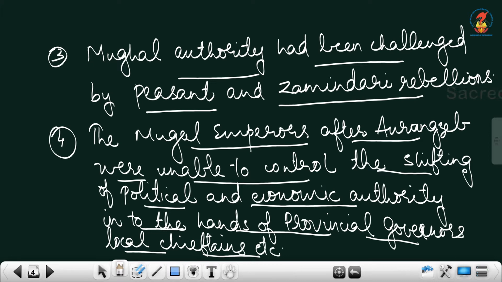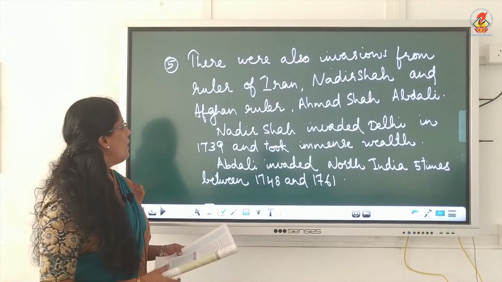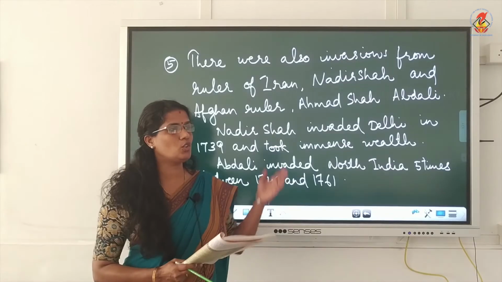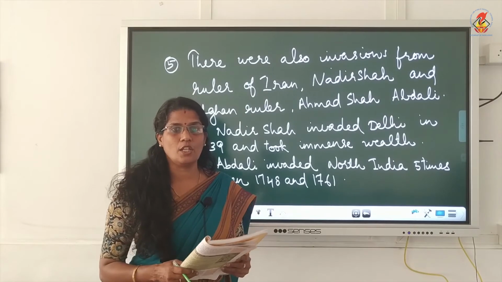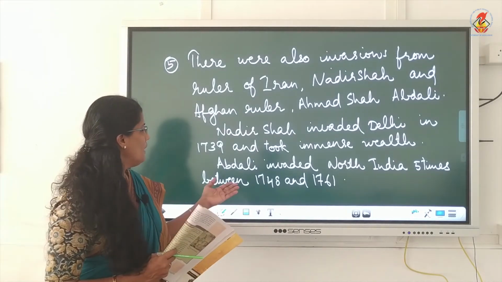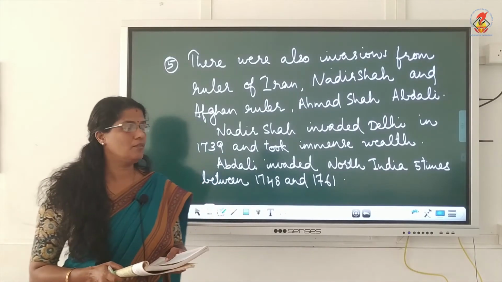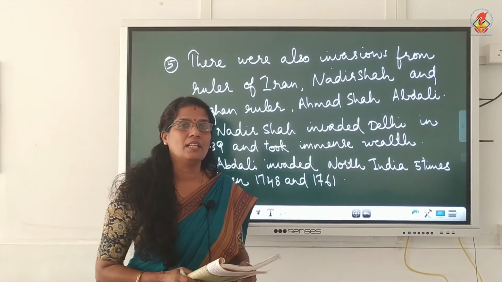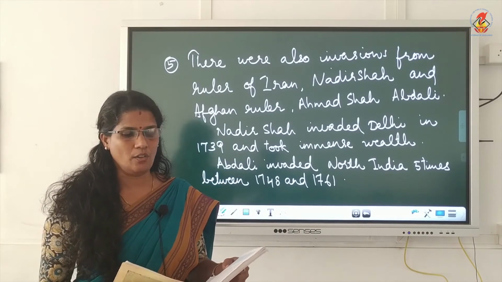Then one more reason was that two invasions happened during this time. One was from Nadir Shah, the Iranian ruler, and the other was the Afghan ruler Ahmad Shah Abdali. These two rulers came and plundered the city of Delhi, and they took immense wealth from Delhi. Abdali invaded North India five times in the span of 13 years. So this also caused the decline of the Mughal empire.